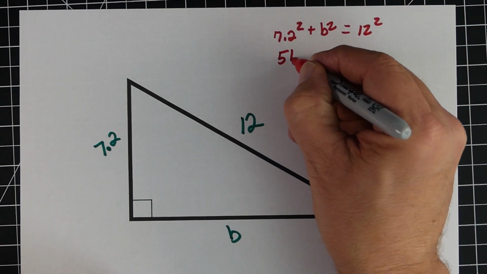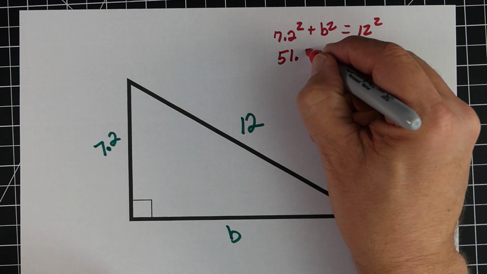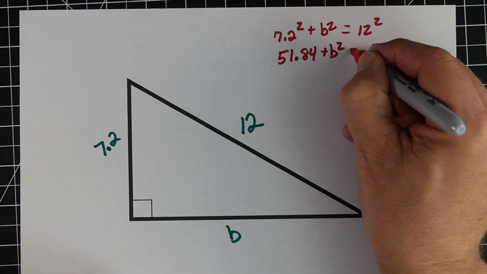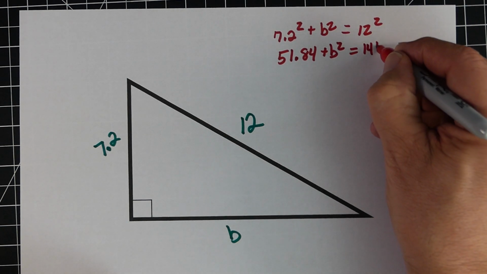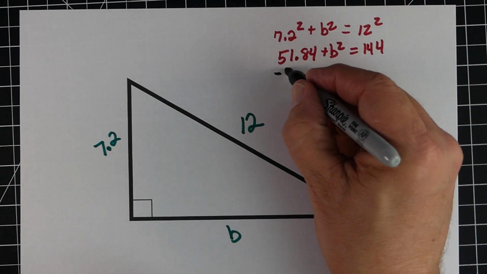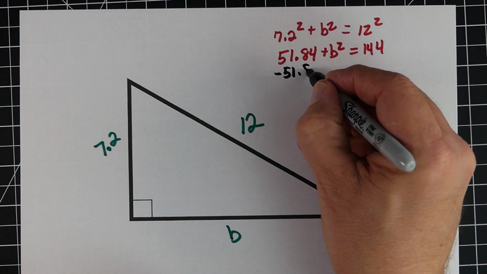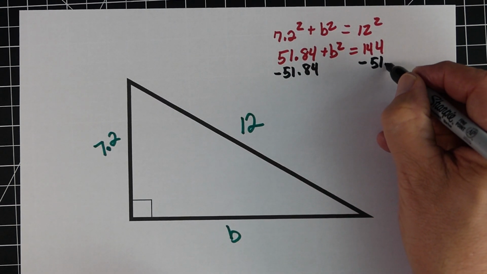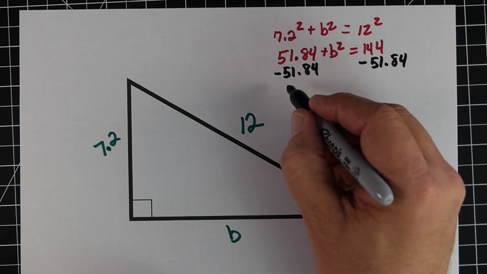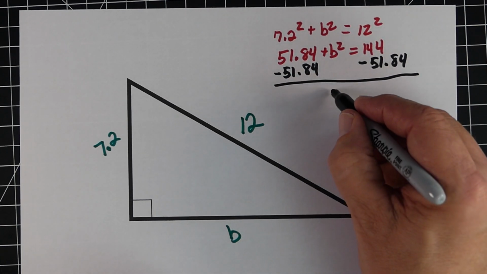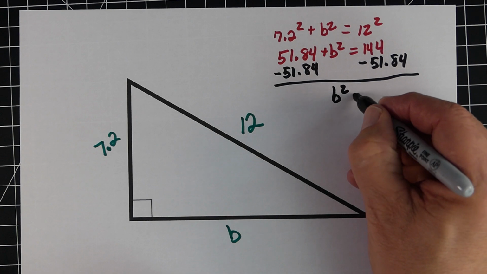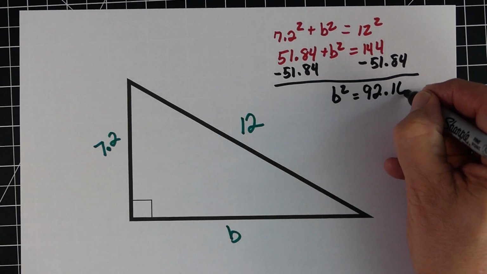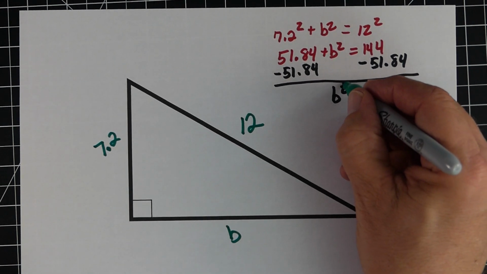So we're going to take 7.2 and square it, and we get 51.84. And again, we've got b squared, and then 12 squared is 144. So again, this is a two-step equation. We take away that 51.84, and we do that on both sides. On the left side, we're just going to be left with b squared. So that'll be what's on the left-hand side. On the right-hand side, we take 144 minus 51.84, and we get 92.16.